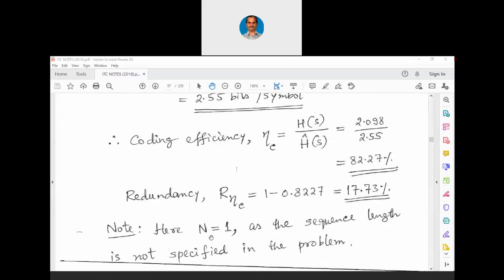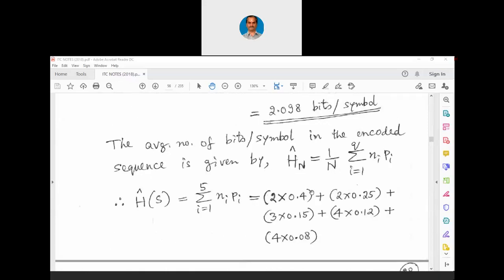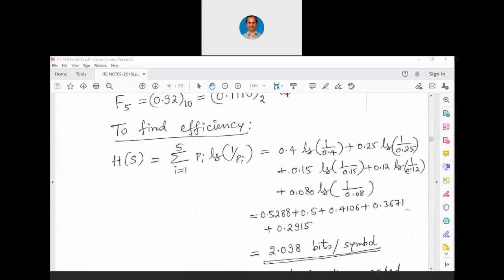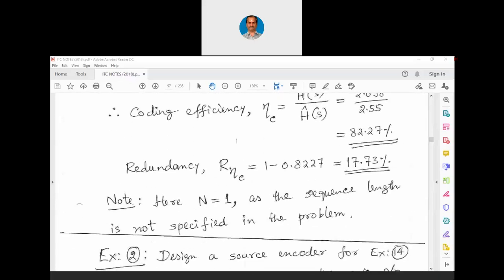So here n equals 1 as the sequence length is not specified in the problem. In this given exercise, we have assumed it to be 1 over 1 only. You can see here that for H cap of S we have considered only one message, one symbol, because it is not given that this is having sequences. So we have taken n equals 1.